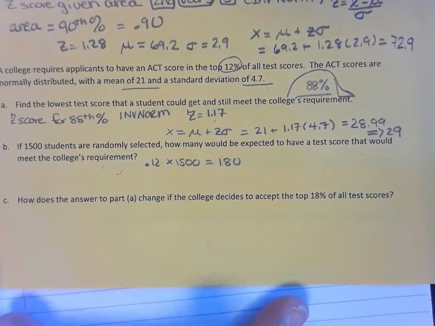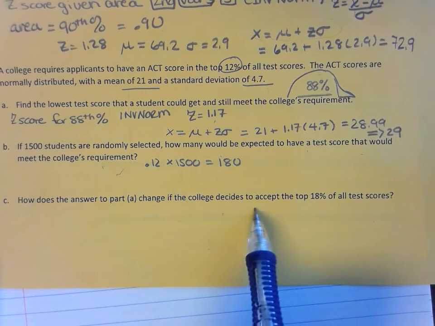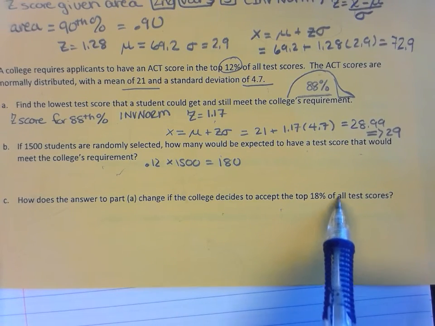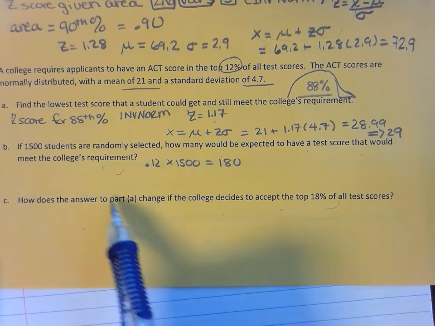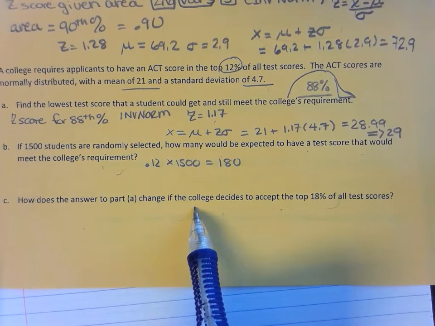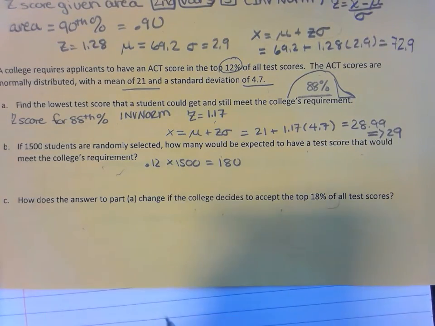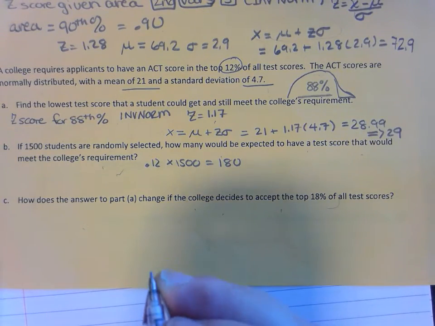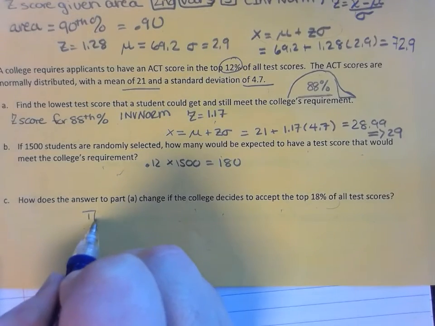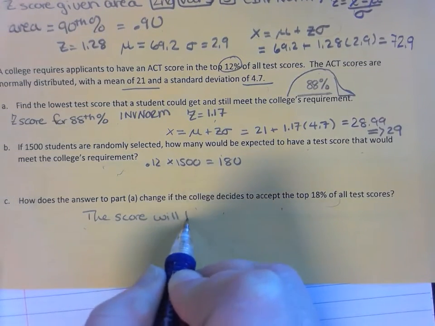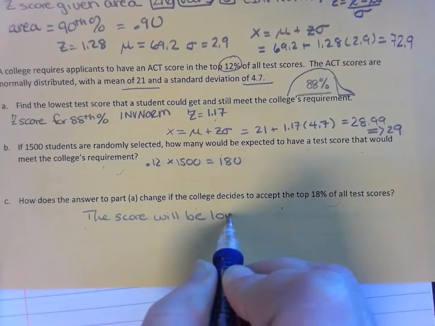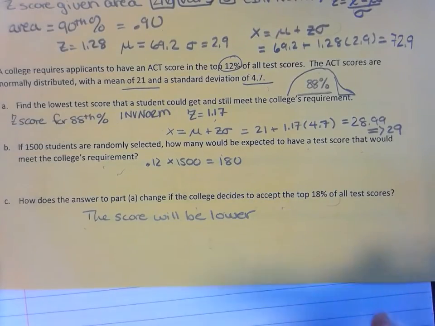How does the answer to Part A change if the college decides to accept 18% of all test scores? The score is going to what? Is it going to go lower or higher? Lower.